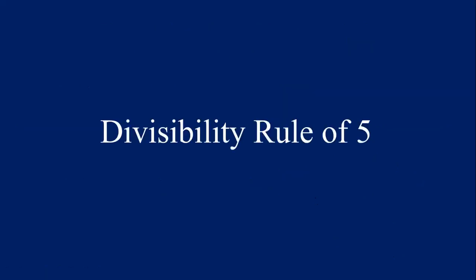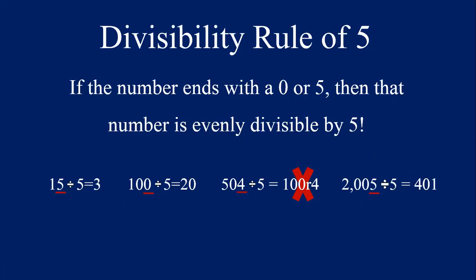The divisibility rule of 5. The divisibility rule of 5 tells us that if the number ends with a 0 or a 5, then that number is evenly divisible by 5. Okay, let's look at some of these equations. We have 15 divided by 5. Is 15 evenly divisible by 5? Yes, it is. 15 is a multiple of 5, 5, 10, 15. So we know that it will be evenly divisible by 5. And it ends in a 5.